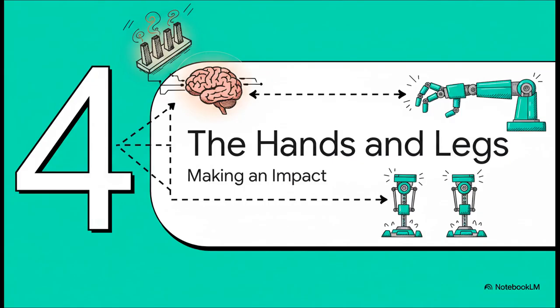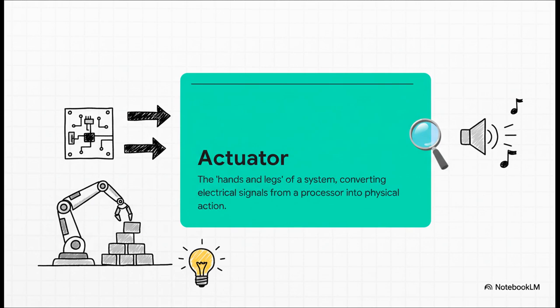Okay, so let's recap. Our digital brain has gotten the signal. It's run its super fast, perfectly timed calculations. It's made a decision, all while trying not to overheat. So, now what? Now it's time to actually do something in the real world. It's time to bring in the hands and legs of the system. And that's the job of the actuator.